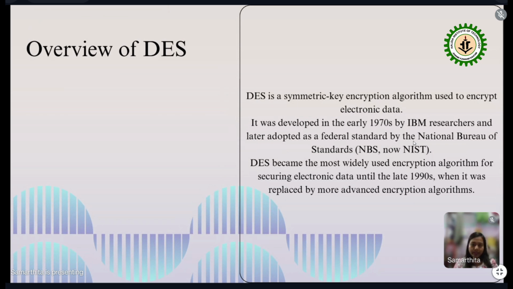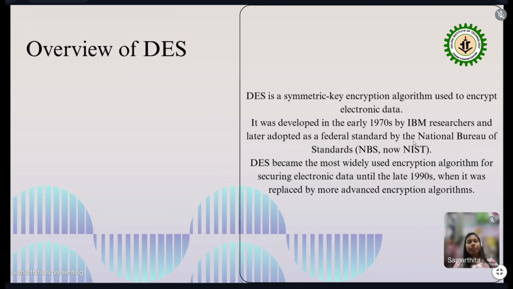Basically, DES is a symmetric key encryption algorithm, and you all know what symmetric key encryption is. In cryptography, a symmetric key is one that is used both to encrypt and decrypt the information. Means to decrypt information, one must have the same key that is used to encrypt it. For both encryption and decryption, we use the same key.